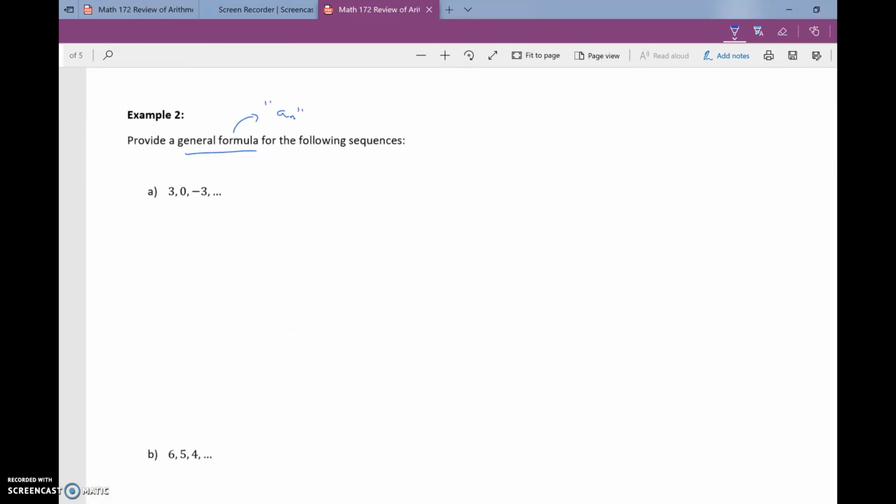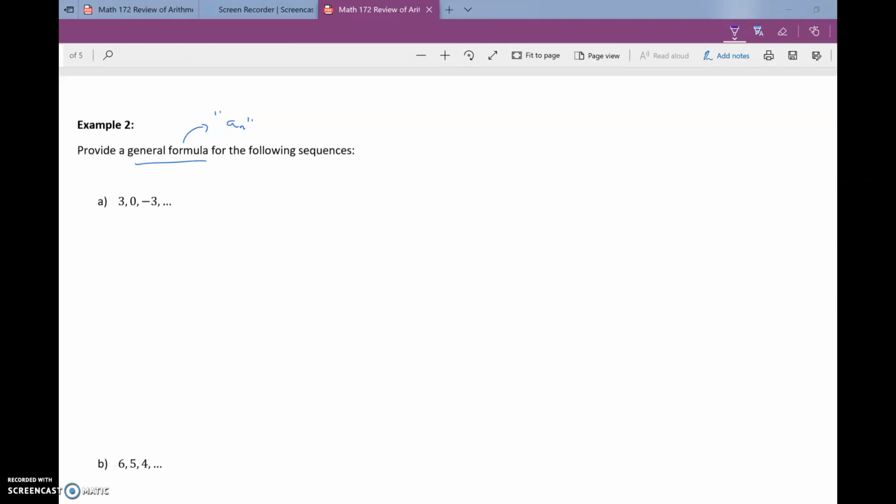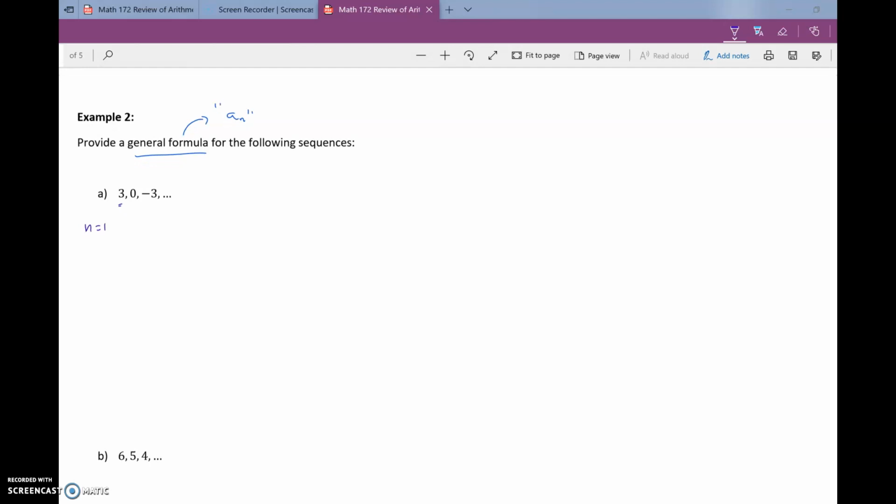Okay, so let's take a look at this one. And as we're trying to develop the pattern, you have to look at the following pattern. So the value of 3 occurs with n equal to 1. The value of 0 occurs with n equal to 2. And the value of -3 occurs when n is equal to 3. So we have to look at those basic patterns in order to actually come up with the sequence.